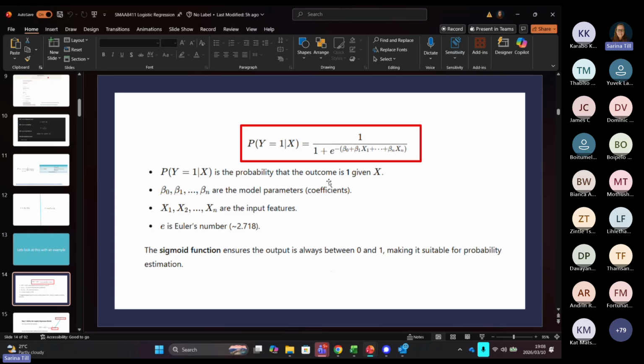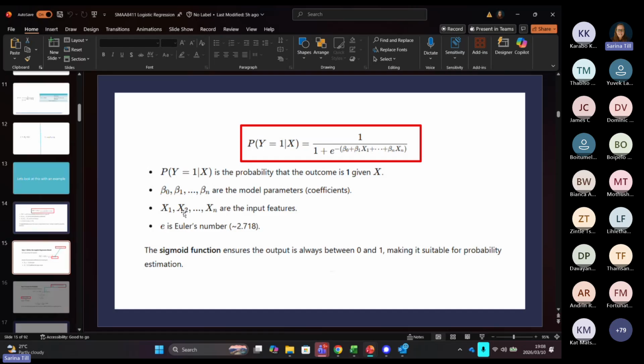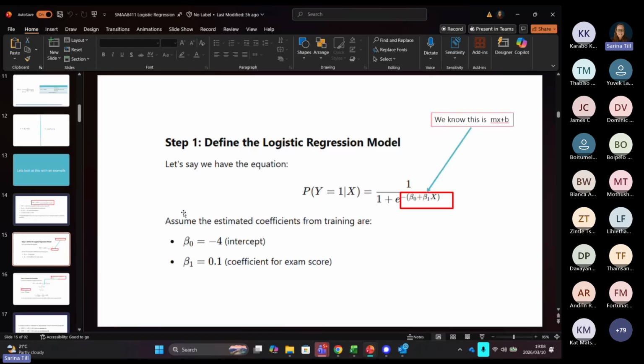Those are the coefficients we learned before. Those are our input features. This is Euler's number. And the sigmoid function will weigh out for us a 1 or a 0. It's really that simple. It's not that hard to do. And then we have from continuous to discrete. So that's what it looks like.